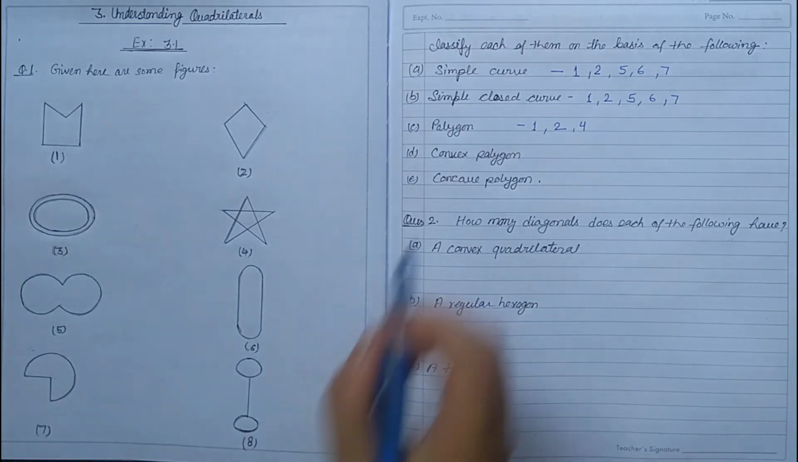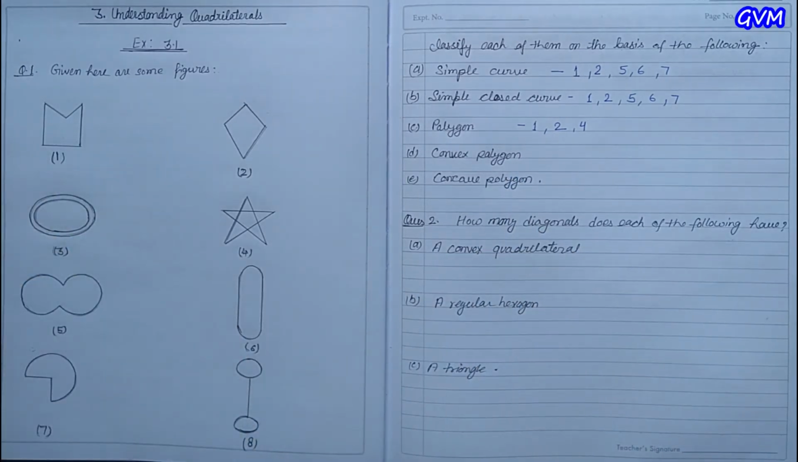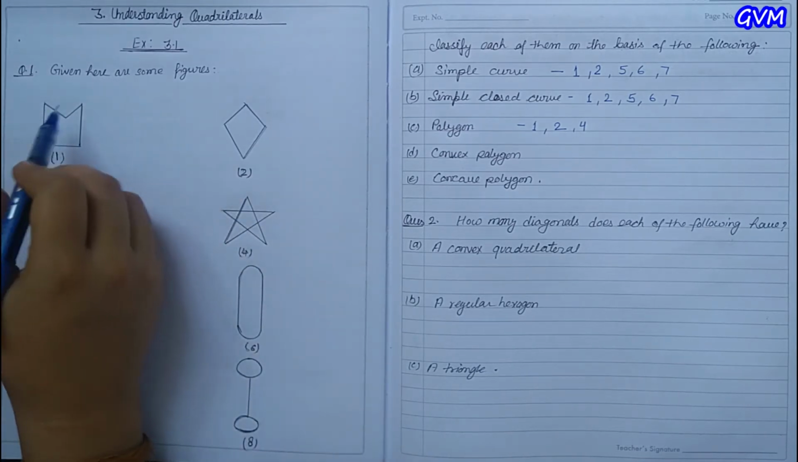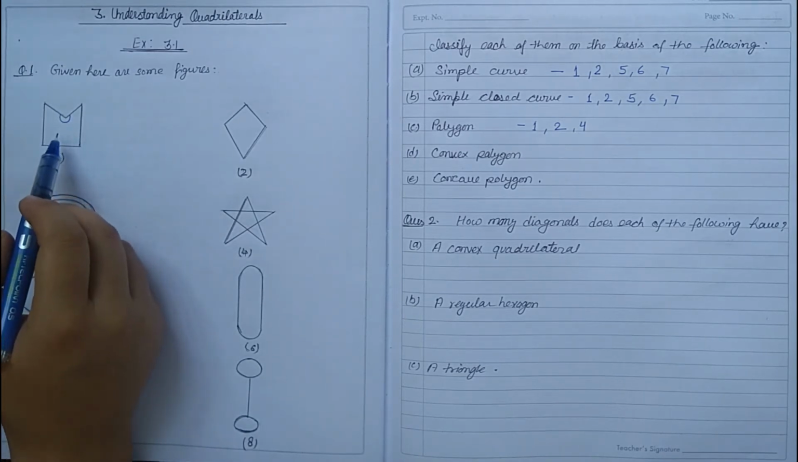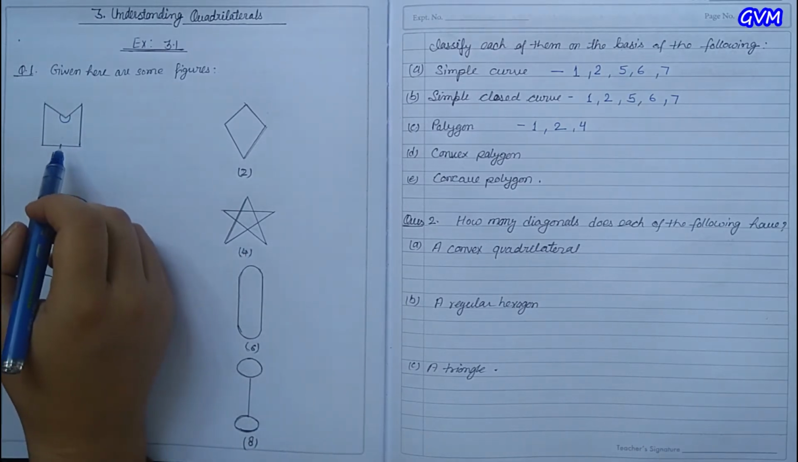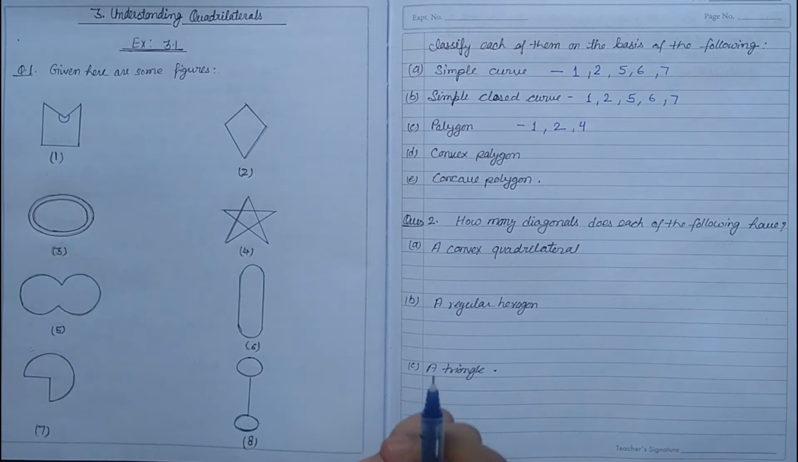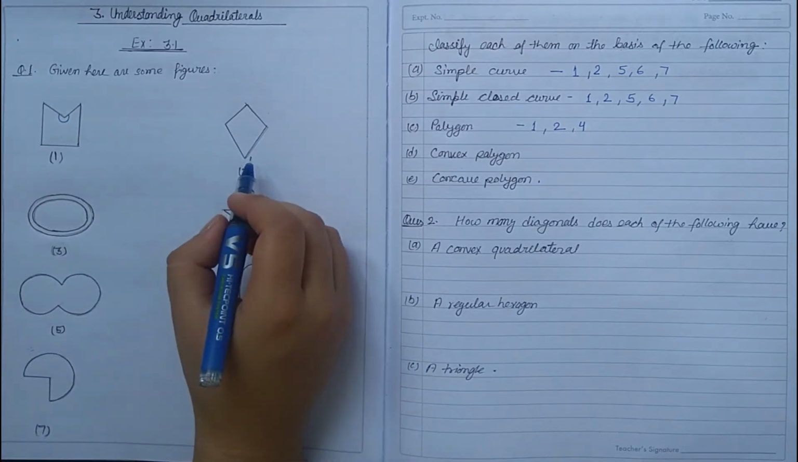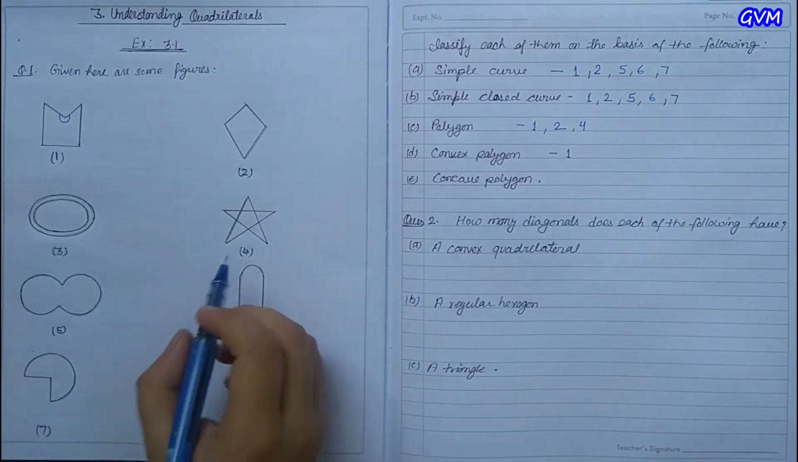Now let's see convex polygon. In a convex polygon, all the angles should be less than 180 degrees. So in the first figure we can see this angle is more than 180 degrees. We look at the interior angle. So this angle is more than 180 degrees, so this is a concave polygon. But in the second figure we can see that all the angles are less than 180, so this is convex. Now the third one cannot be a polygon.